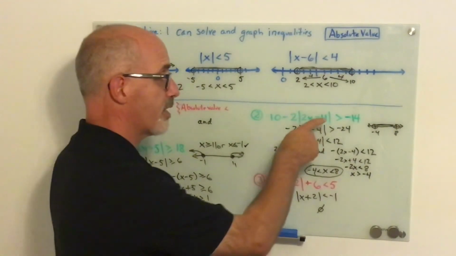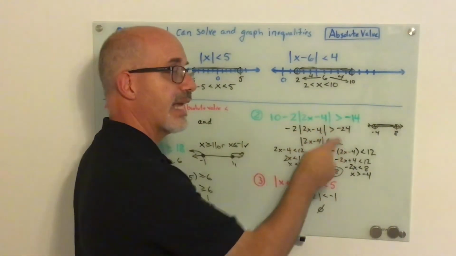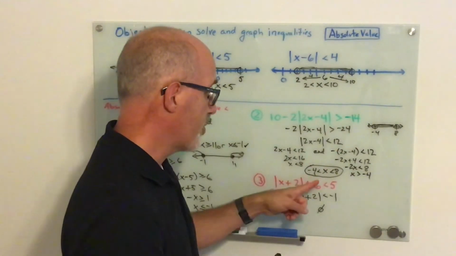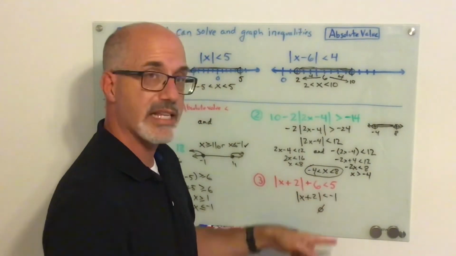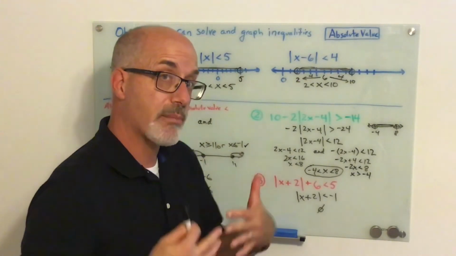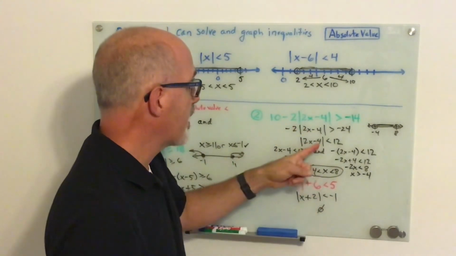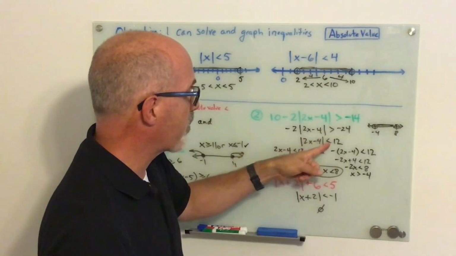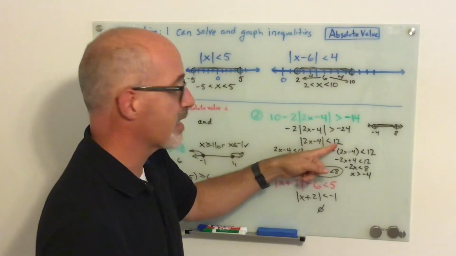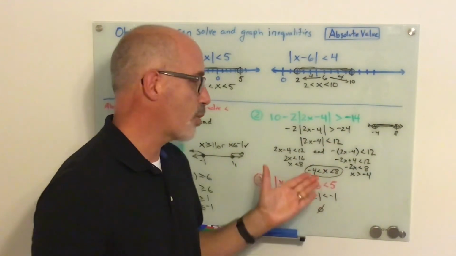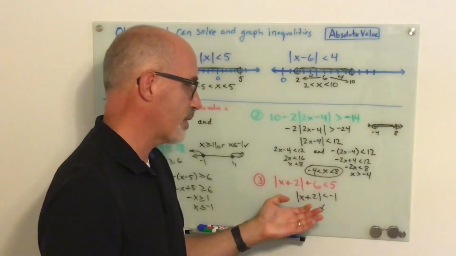You can't have a solution to it. Now notice here I had a greater than a negative, and that was okay. You could have greater than a negative, and actually that might end up being all real numbers. But when we worked out the problem, notice we ended up with less than a positive. That's why this one had a solution and this one doesn't.